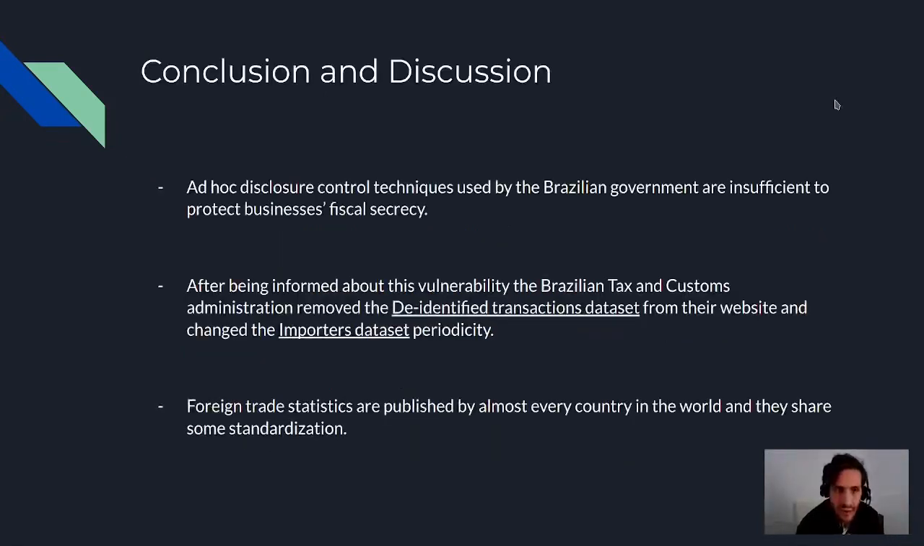Wrapping up with some conclusions and discussion, the ad hoc disclosure control techniques used by the Brazilian government are insufficient to protect the business fiscal secrecy. After being informed about this vulnerability, the Brazilian Tax and Customs Administration removed the de-identified transactions dataset from their website and changed the importer's dataset periodicity.